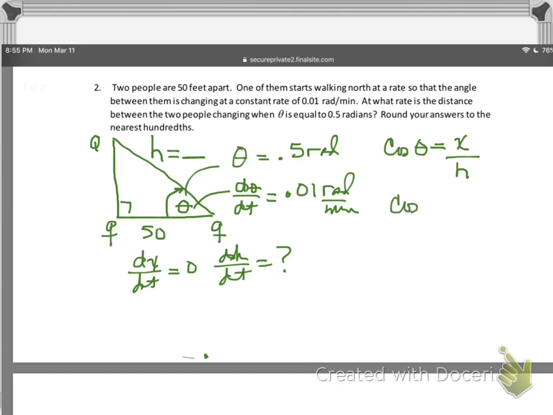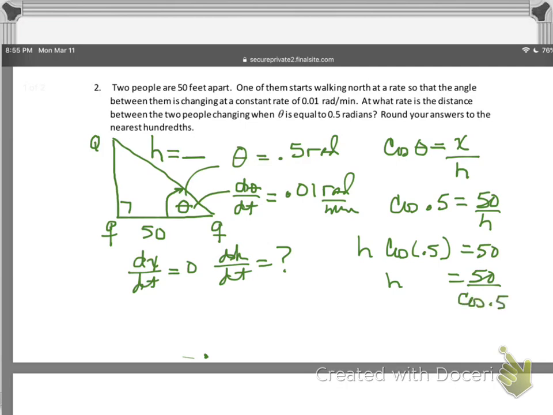Okay, so let's plug in what we know. Cosine theta is 0.5, and that's going to equal 50 over h. So I'm looking for h. So h times the cosine of 0.5 is going to equal 50. So if you want h by itself, h is going to equal 50 divided by the cosine of 0.5. Okay, so the cosine of 0.5, when I plug that in, I am getting an h that is equal to 56.97. Okay, and that is going to be in feet.